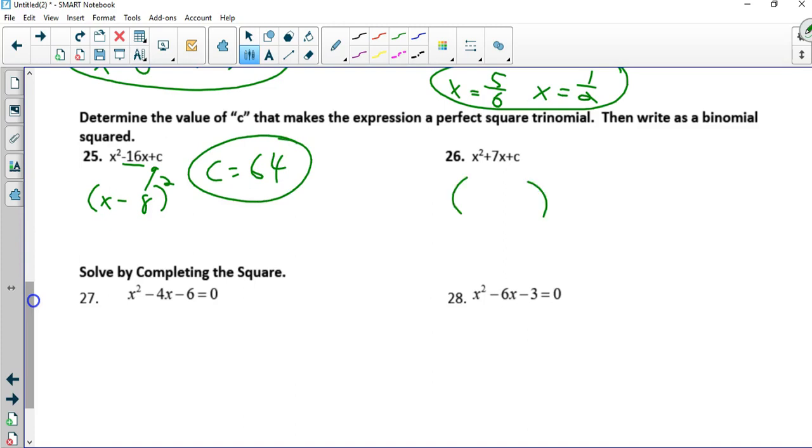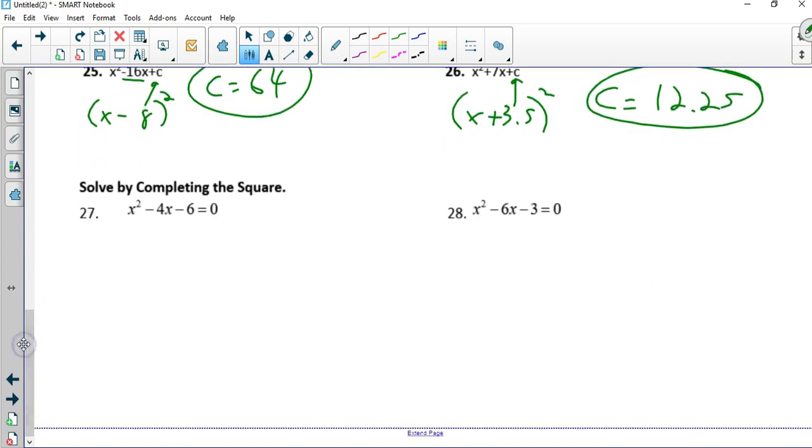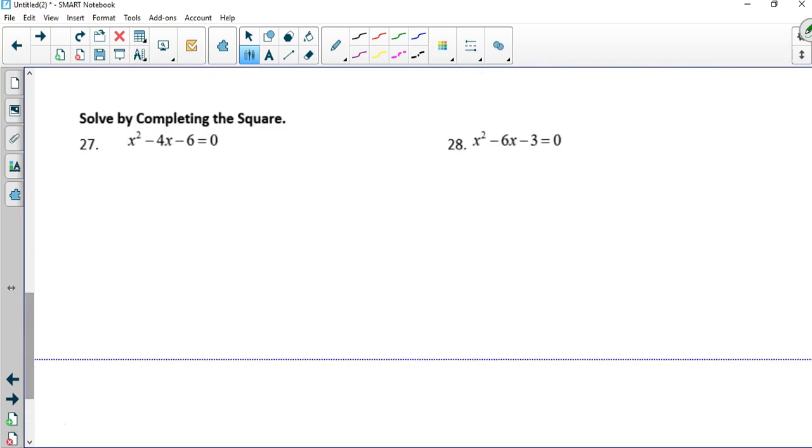Here, x plus 3.5. That's the number that's going to get squared. So C is 12.25. And yes, you can have a decimal. So now we're going to use that method right here to actually complete the square. So the first step is move this number over, the constant. Leave a space. Minus 4x, leave a space, equals positive 6.